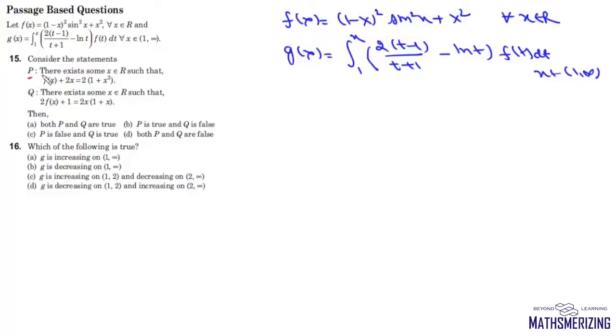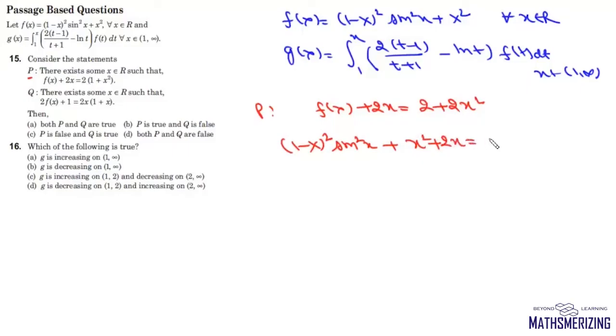Now first we look at statement P. Statement P says f(x) + 2x is equal to 2 + 2x². Now we'll put the value of f(x), so it will be (1 − x)² sin²x + x² + 2x, and it will be 2 + 2x².